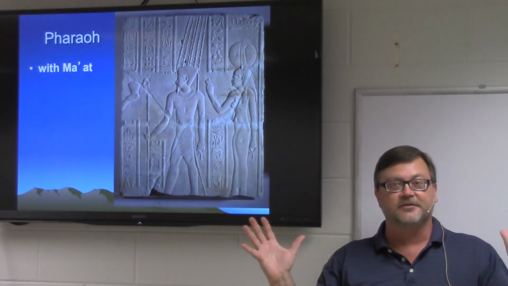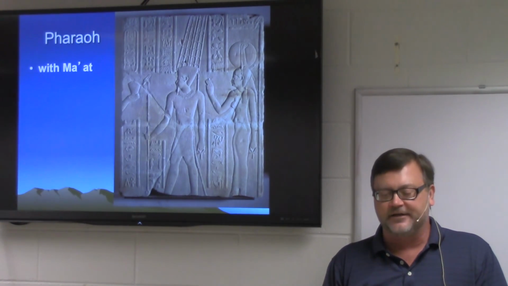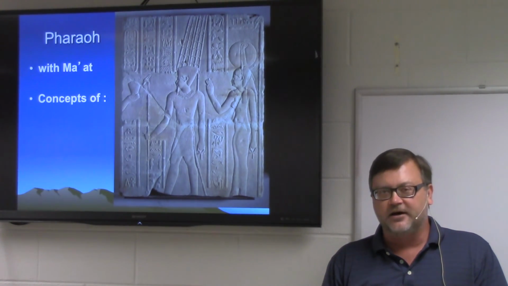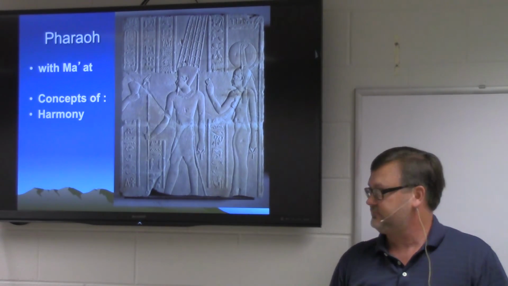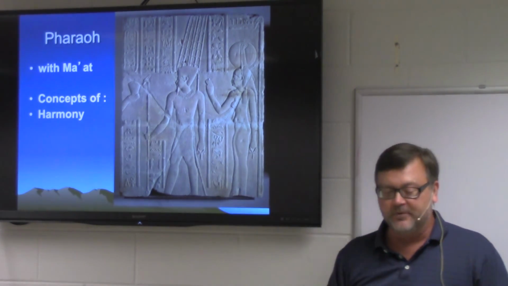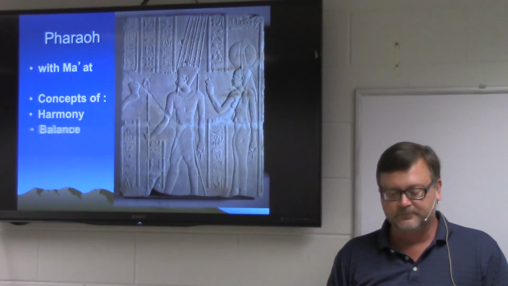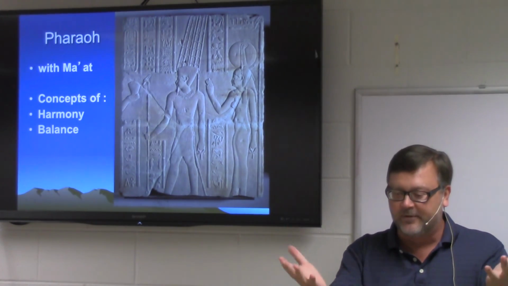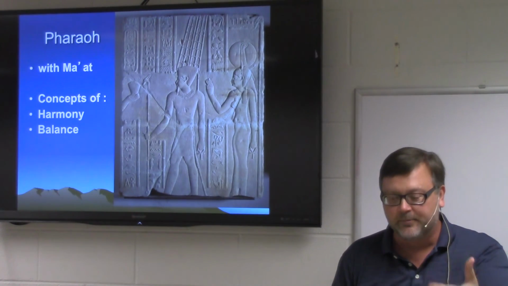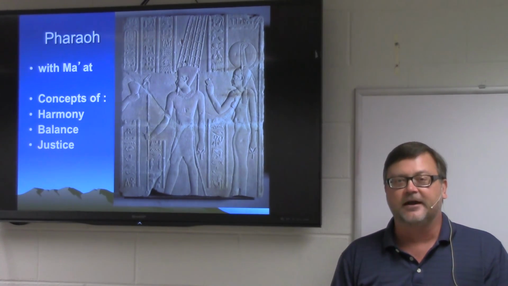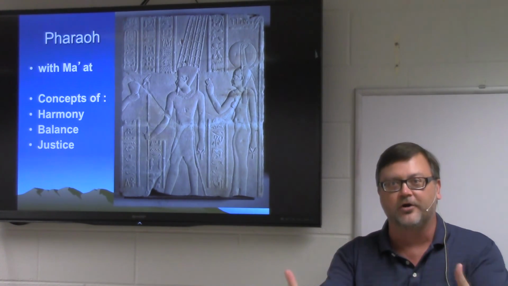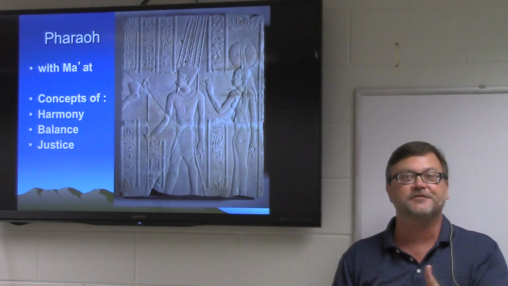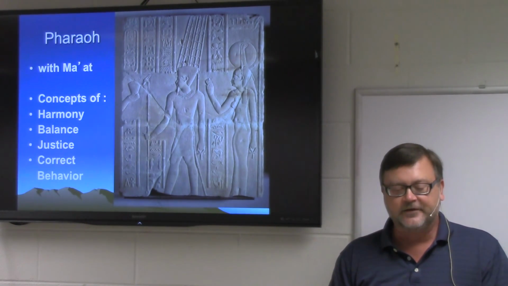Well, you show that the gods love you, especially this goddess. She is the goddess of harmony. If she is supporting you, then you must be bringing harmony to the Nile. She brings balance. She is the goddess of balance. We'll see more about that in a second. So you bring balance to the Nile. The goddess of justice. So you are the arbiter of justice. We need someone to make decisions. It'll be the Pharaoh. And then correct behavior.